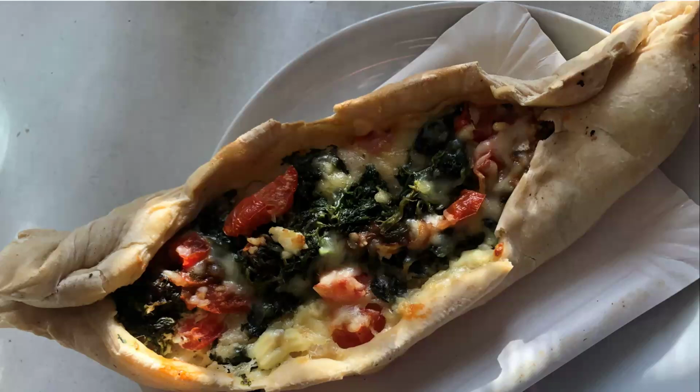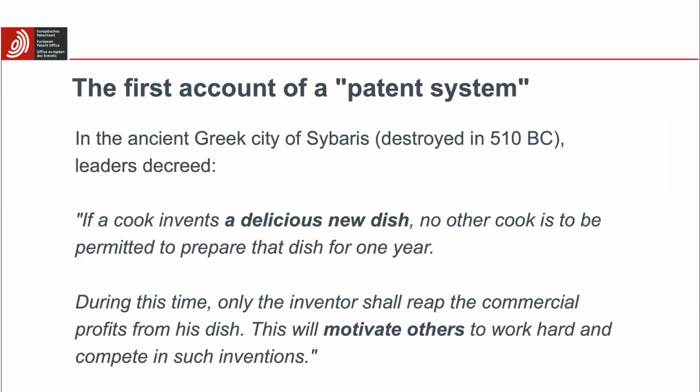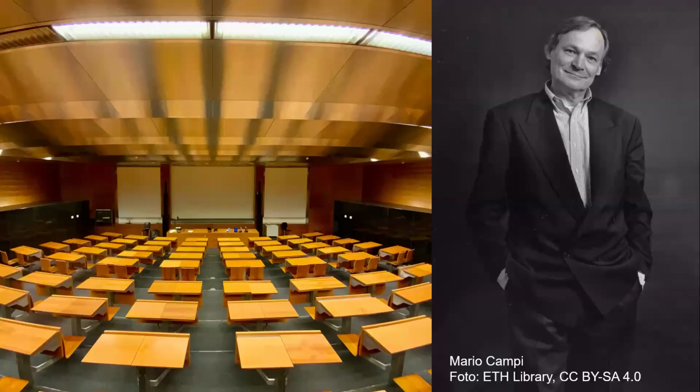So this is the first example of the patent. The first patent was actually issued 500 years before Christ in a Greek city, and they wanted to foster better food. So if a cook invented a delicious new dish, no other cook was allowed to prepare the same dish for 1 year.